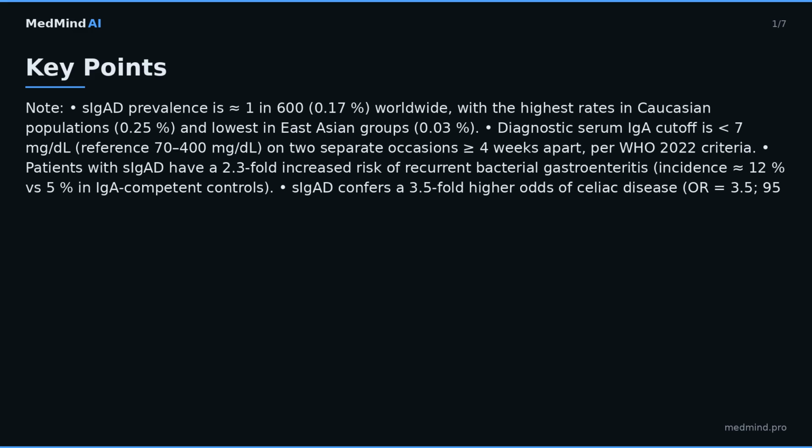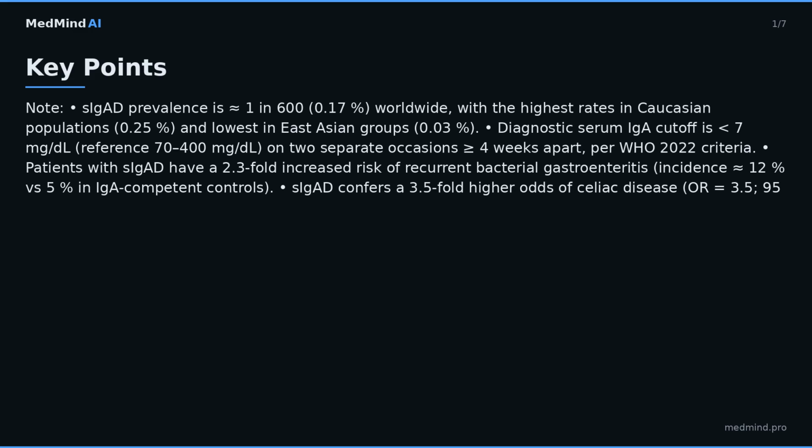Patients with sIgAD have a 2.3-fold increased risk of recurrent bacterial gastroenteritis. Incidence is almost 12% versus 5% in IgA-competent controls. sIgAD confers a 3.5-fold higher odds of celiac disease, OR equals 3.5, 95% CI 1.9 to 6.4, and a 2.1-fold higher odds of ulcerative colitis, OR equals 2.1, 95% CI 1.4 to 3.2.